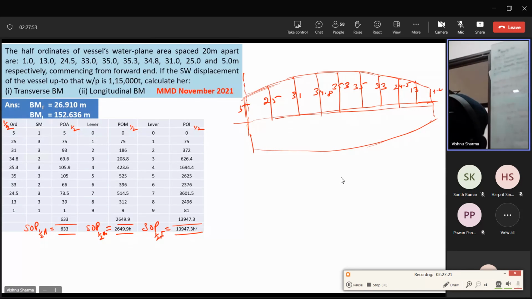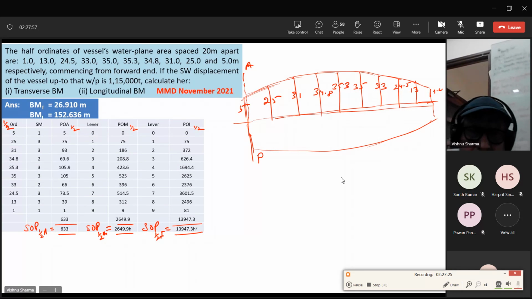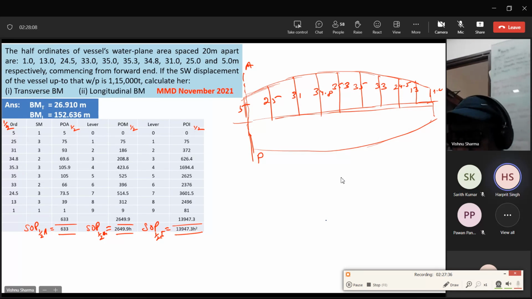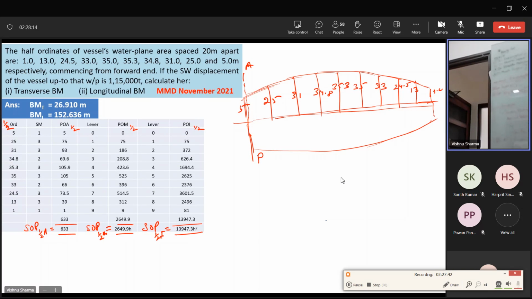Here is the after perpendicular. All good? Okay, guys, let me know if somebody is still completing the table. I'll wait for you to complete. Please confirm if you're still on the job. Done? Okay. Now see then.